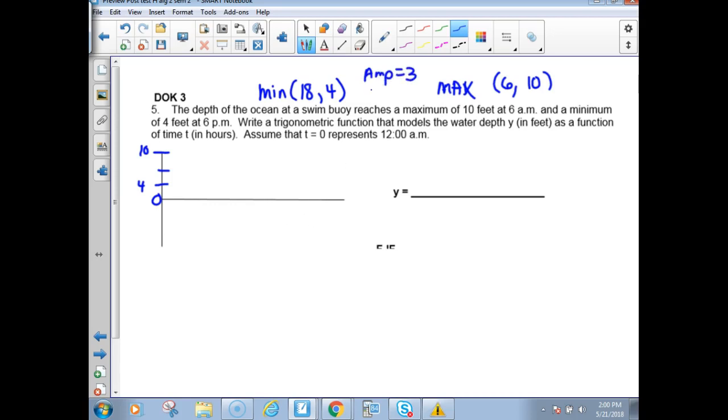All right, now where's your center line? 10 plus 4, 14 divided by 2, which is 7. Remember we did max plus min divided by 2. And so that's your center line at 7.